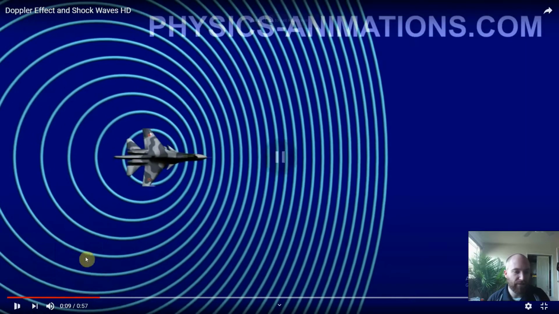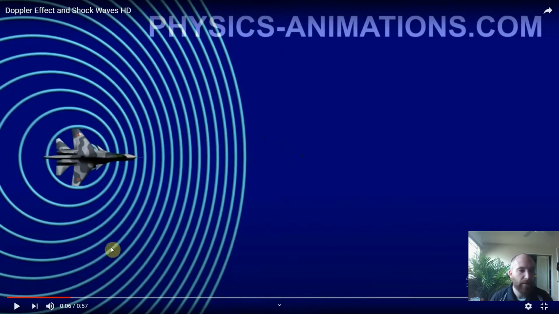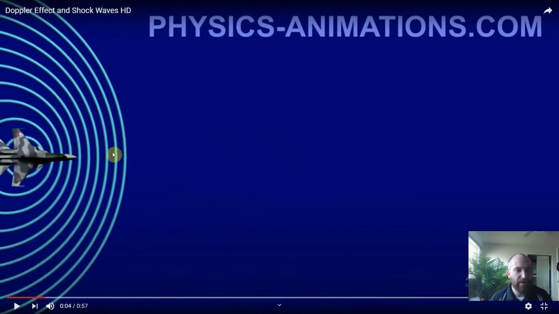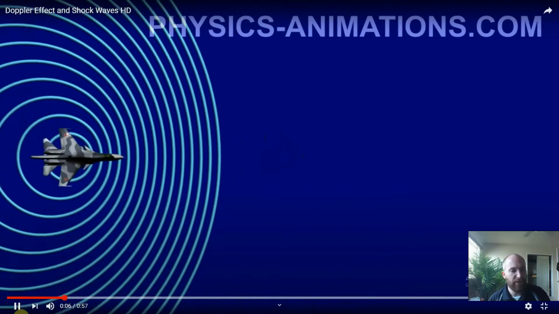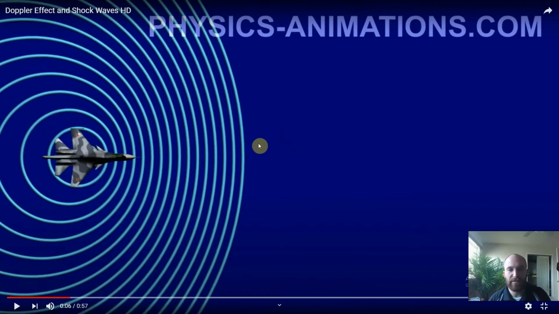Okay, so we have a wave source. In this case, it's a plane instead of the car. But the plane is traveling towards the right. Now, if you imagine you were a person standing here, in front of the plane, what do you notice about the spacing of the waves in front of the plane? Well, it looks like they're really close together.